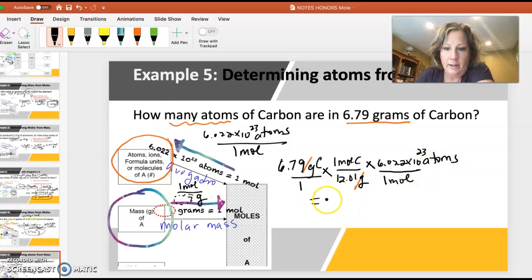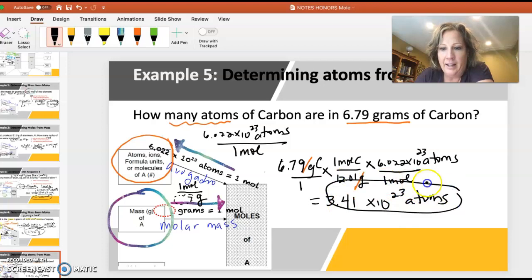And when I calculate this, I want to have 3 sig figs. I end up with 3.41 times 10 to the 23rd atoms. So that is it. Practice, and then if you're having any problems, make sure you reach out.